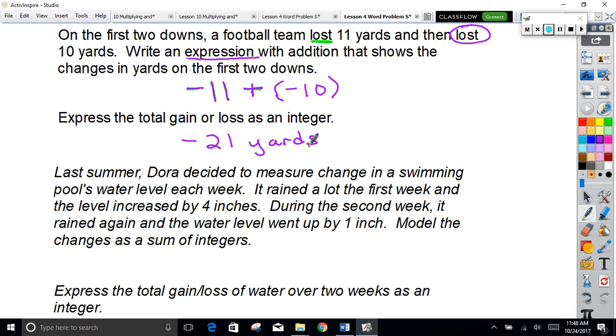Last summer, Dora decided to measure change in a swimming pool's water level each week. It rained a lot the first week, and the level increased by 4 inches. During the second week, it rained again, and the water level went up by 1 inch. Model the changes as a sum of integers. Matt, what would we start with to write this expression?